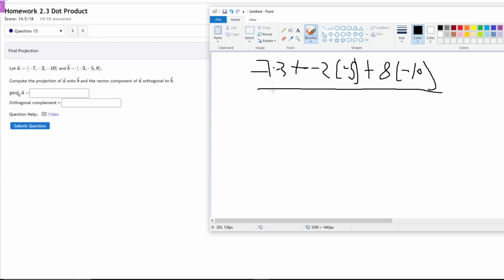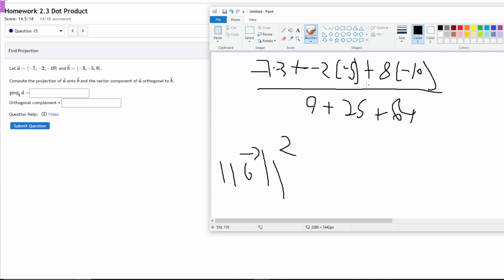Okay, so then all we have to do is -3 squared is 9, plus -5 squared is 25, plus 8 squared is 64. Because remember, our denominator is going to be this, squared. So we take all this. I'm going to put it into a calculator real quick.